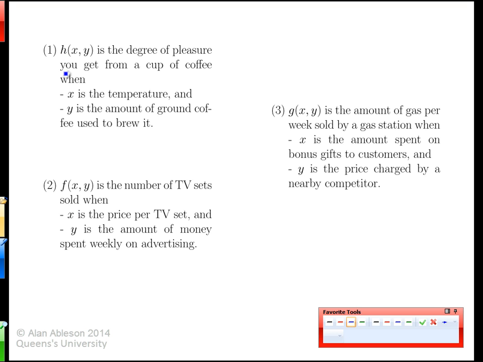One function is the degree of pleasure you get from a cup of coffee, where the inputs are two important inputs in defining a cup of coffee, the temperature and the amount of ground coffee that can be used to brew it.